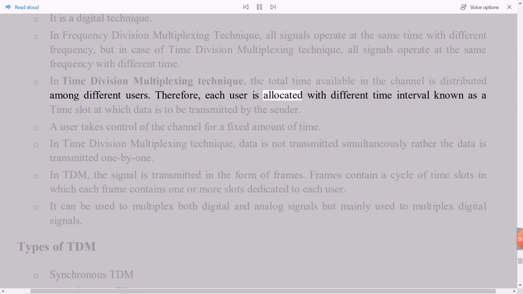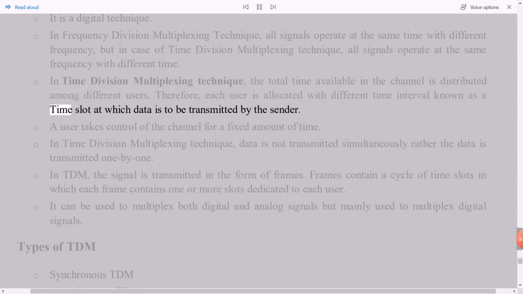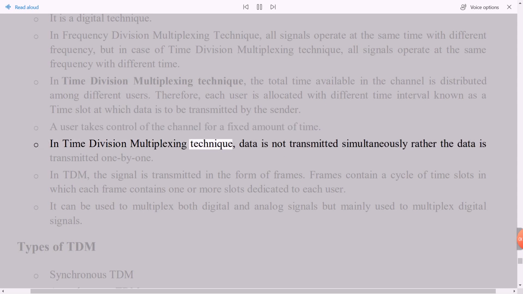Therefore, each user is allocated with different time interval known as a time slot at which data is to be transmitted by the sender. A user takes control of the channel for a fixed amount of time. In time division multiplexing technique, data is not transmitted simultaneously, rather the data is transmitted one by one.